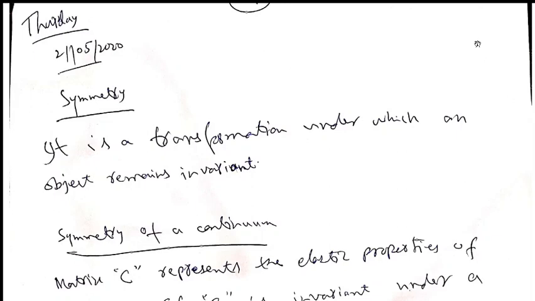Now rotation symmetry: if the object can be rotated about a fixed point without changing its overall shape, that we can rotate any object about any fixed point or about any line, and the shape of that object is not changed, then we say that that particular object has rotational symmetry.